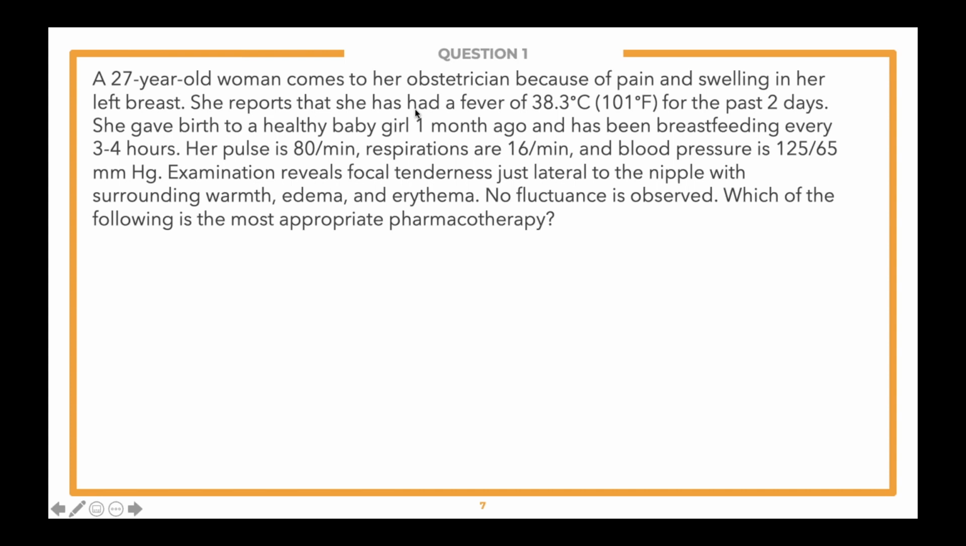Examination reveals focal tenderness just lateral to the nipple with surrounding warmth, edema, and erythema. No fluctuance is observed. Which of the following is the most appropriate pharmacotherapy? I want all of you to start thinking about the important clues in the vignette and lead-in as I hand it off to Paras.